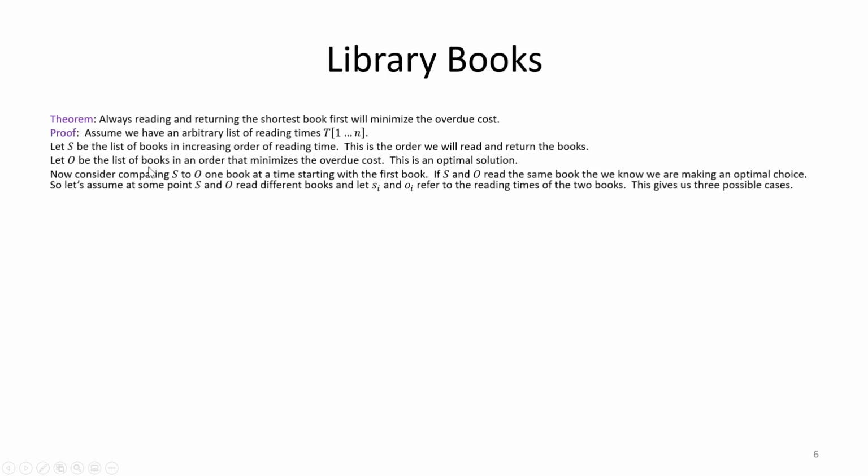Okay, let's assume at some point, for some I, that we differ. And you'll see this creeping into a lot of our proofs. Assume at some position we have a disagreement. So let's assume we've made a disagreement at this point. Again, SI is the reading time of our book. OI is the reading time of the optimal solution's book.